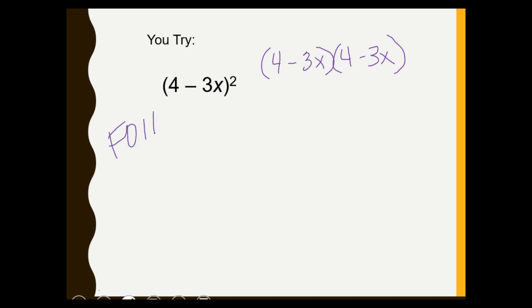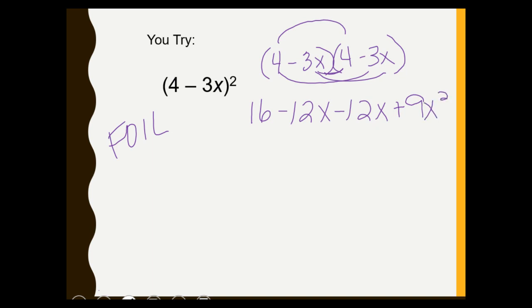Same method, FOIL. So first term, 4 times 4, 16. O is the outside term, negative 12x. I stands for the inside term, negative 12x. And L stands for the last term, negative 3x times negative 3x is positive 9x squared. Add the two like terms together in the middle. So that's 16 minus 24x plus 9x squared.